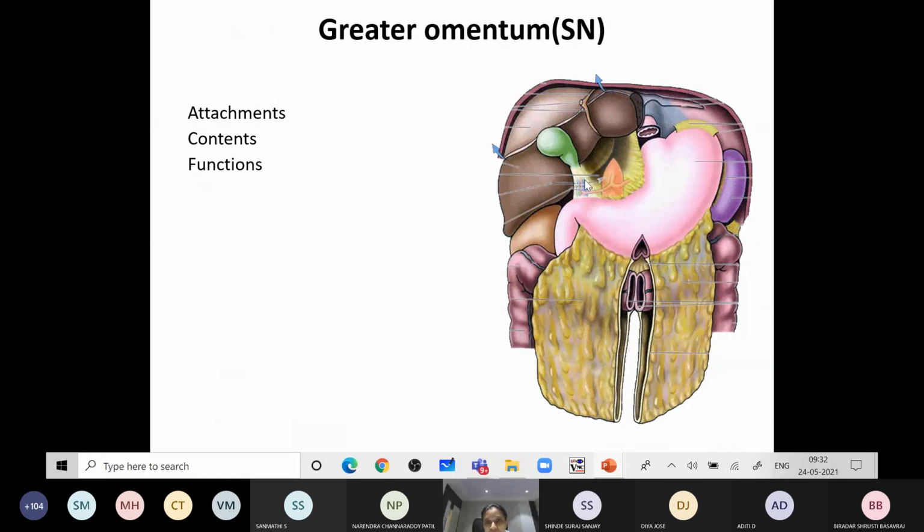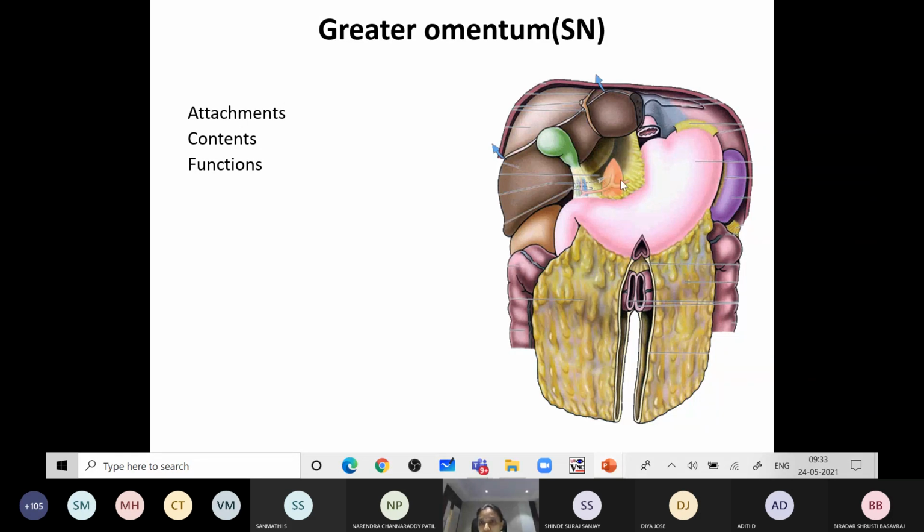Next, we move on to greater omentum. Greater omentum may be asked as short note. This is an apron-like fold of the peritoneum which covers the small intestine and the colon. This extends downwards from the greater curvature of the stomach. Attachments.